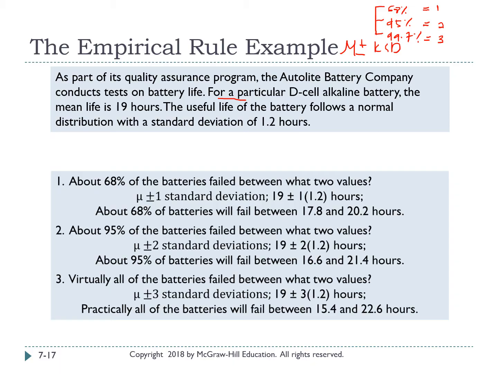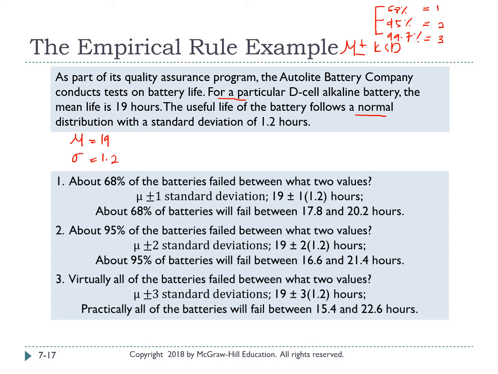So please write down here, mean equals to 19 hours. The useful life of the battery follows a normal distribution, with a standard deviation of 1.2 hours. So your sigma here is 1.2. Okay, now, what is the question?